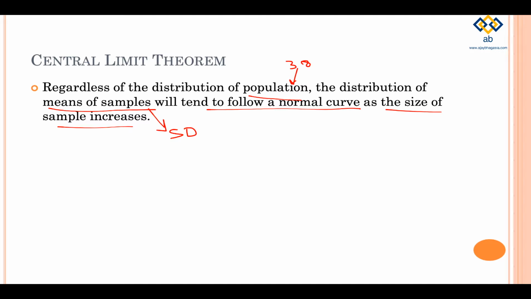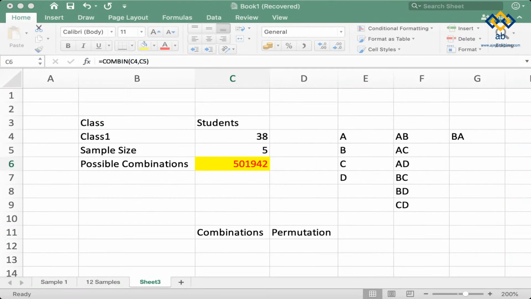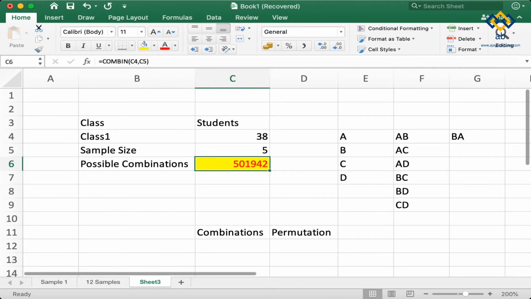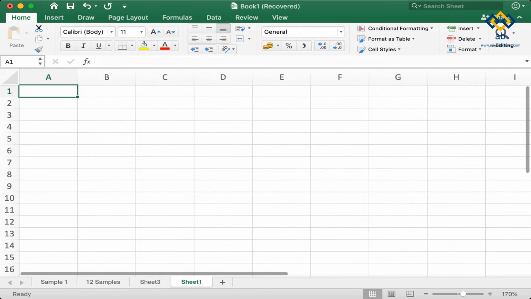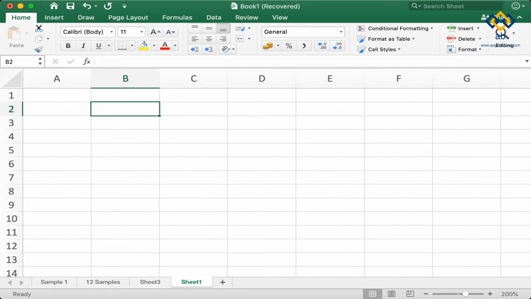To make sense of this, let me take you to the Excel sheet again, and let me try to explain this to you. So I'm going into a new sheet, and let me increase it. Suppose this is the population size, right?